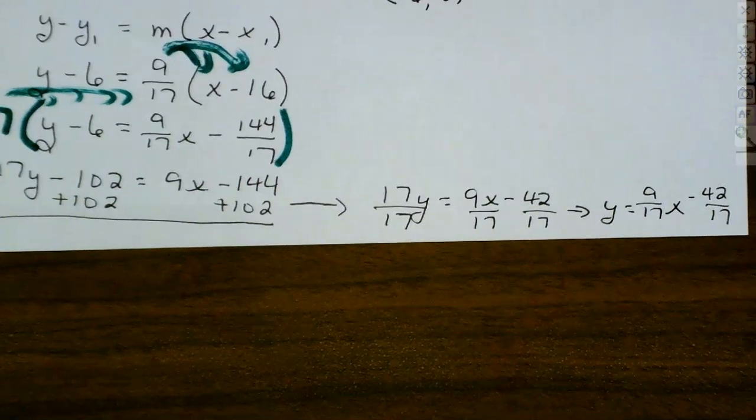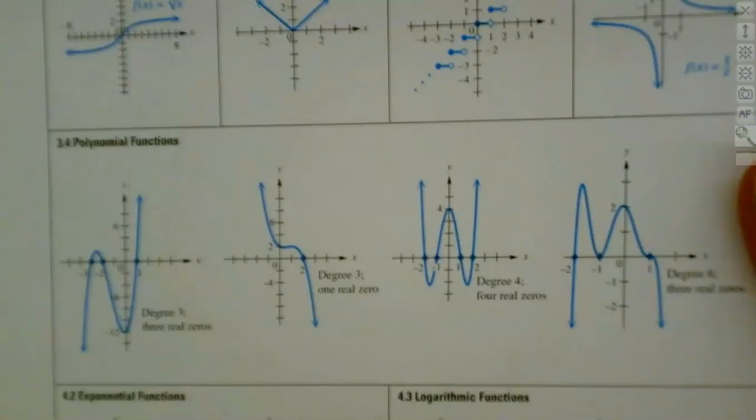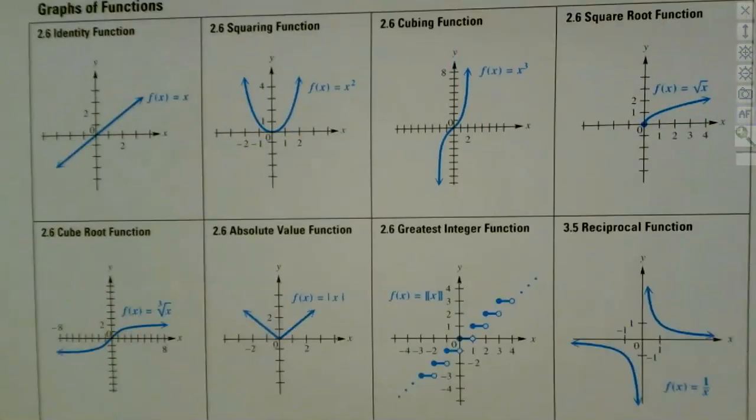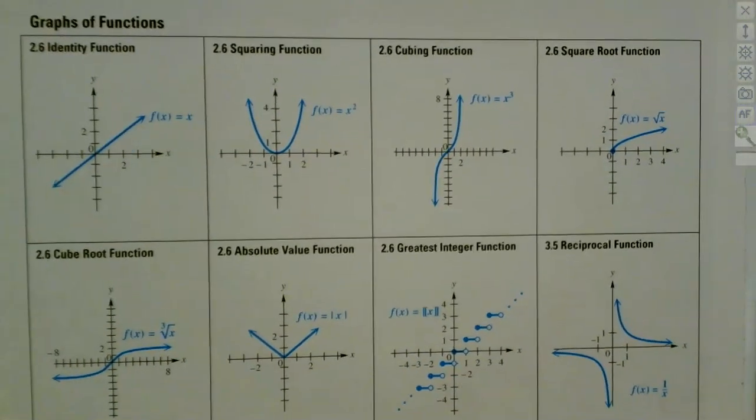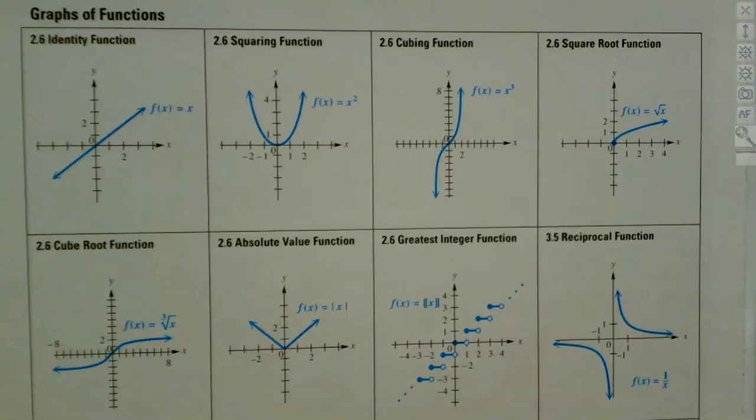Okay, well, if we don't have any others, then we will go ahead and start 2-6 and 2-7. And this is actually going to be easier. And this is going to require us to use common graphs from our textbook. So if you look in the back cover of your textbook, you're going to see these graphs.